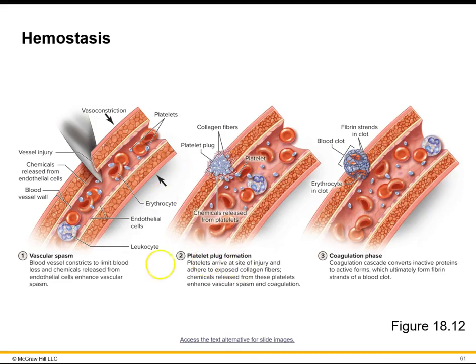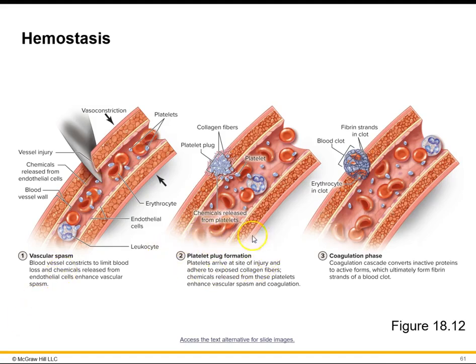Okay, so what's happening here? Well, each one of these images is showing a different phase of hemostasis. So the first phase, the one that occurs right after injury, is going to be vascular spasm. And what happens is the injury is going to damage these endothelial cells, and these endothelial cells are going to release chemicals that trigger vascular spasm in this area, and that's going to prevent or limit blood loss.